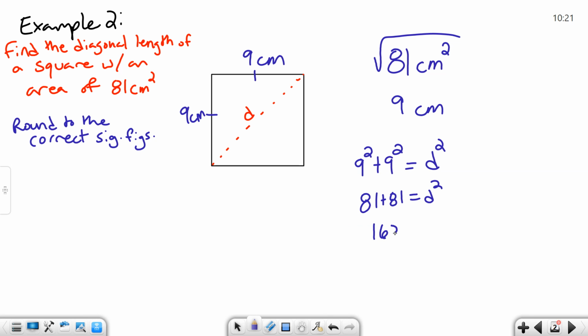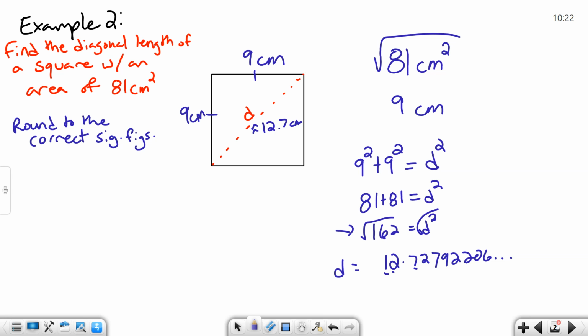Oops. Should be 162. Let's just double check. And d squared square root is 12.72792206. But here's the thing. What's the correct number of significant figures? That might seem like a challenge, but we know the values up to this point right here are exact. I would say go 3 significant figures. This distance here is approximately 12.7 centimeters.